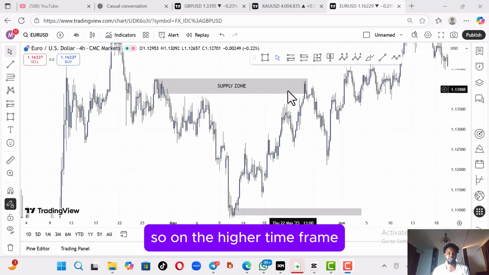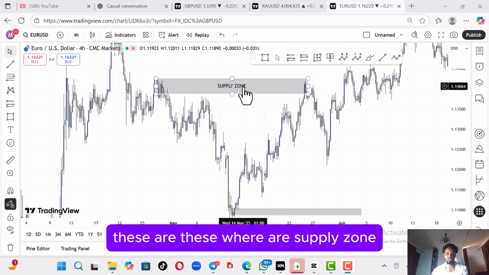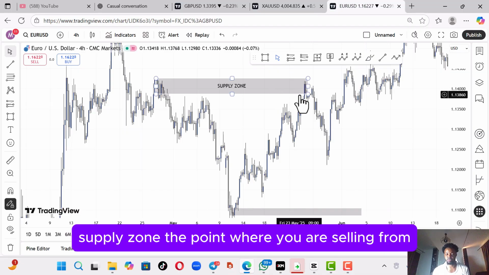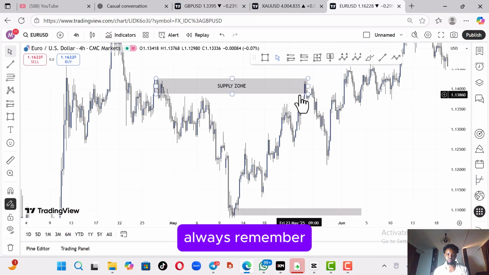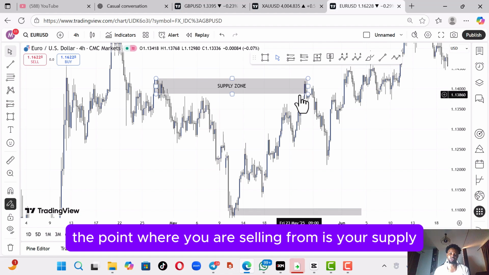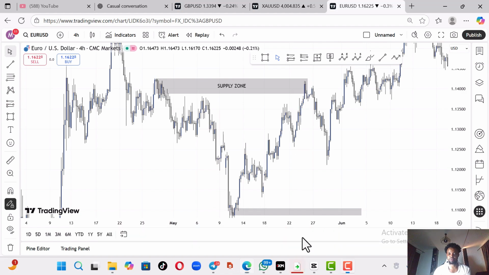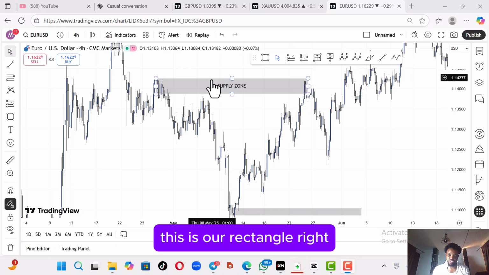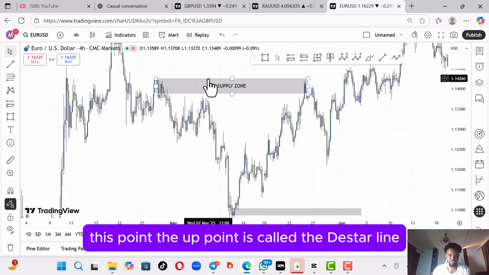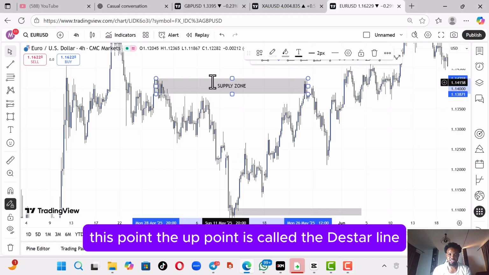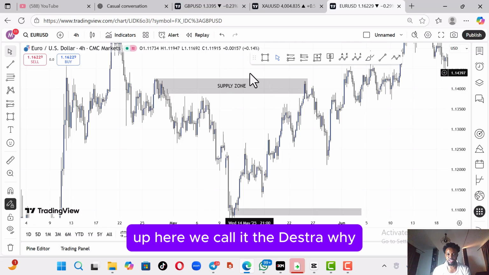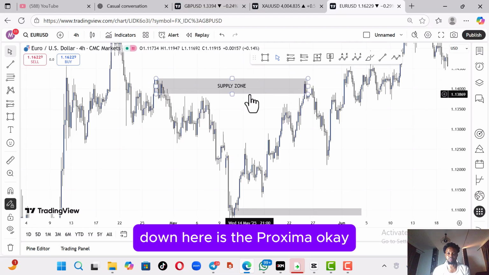On the higher time frame, this is where a supply zone is, and a demand zone is down below here. The supply zone is the point where you are selling from. Always remember that. This is our rectangle, right? The top line here is called the distal line, while down here is the proximal.